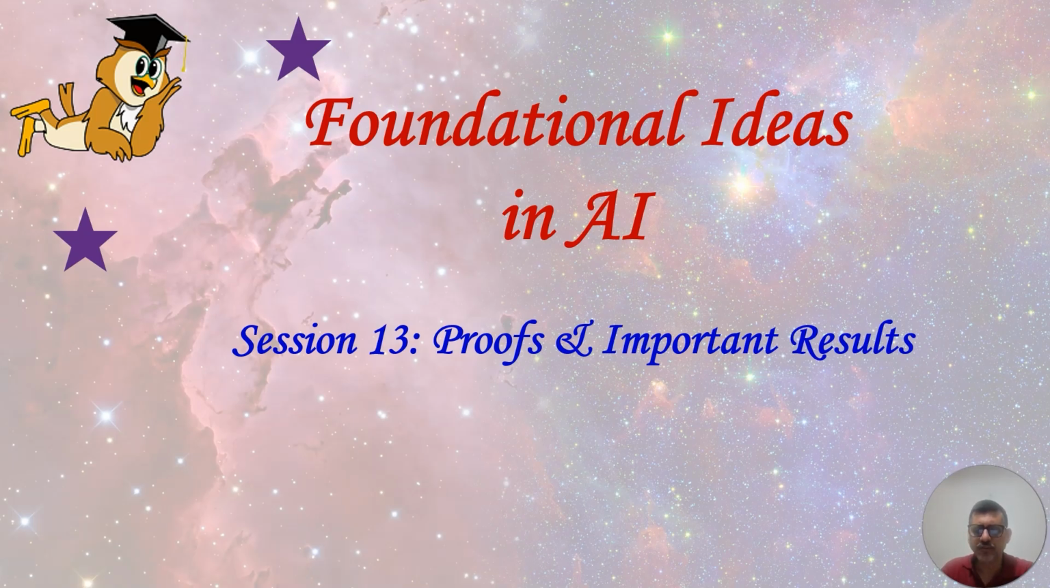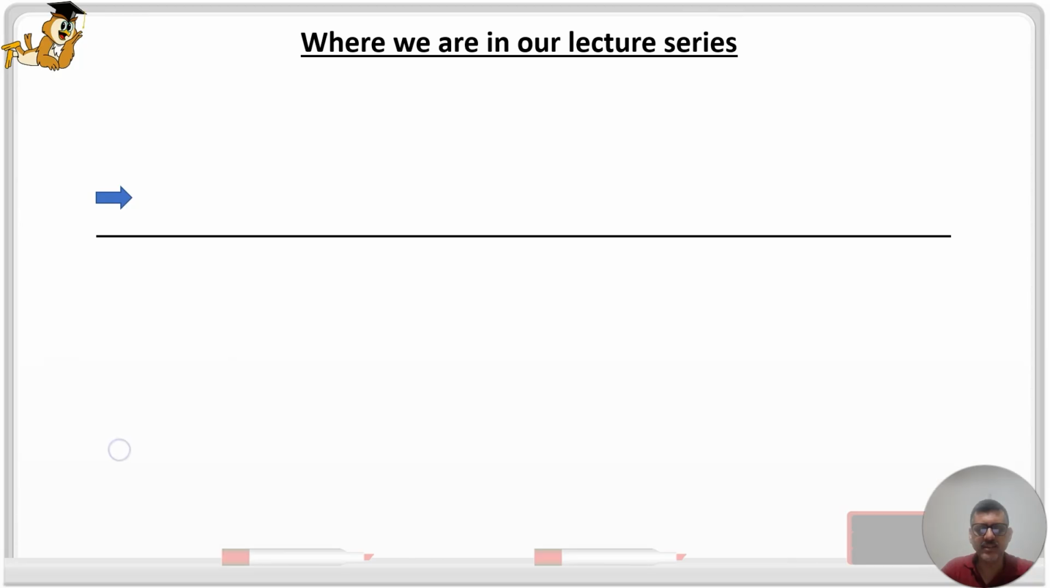Now, in the last few lectures on the theory of learning, we have postponed going over some of the proofs so as not to deviate from our mainline arguments. It's now time for us to look at some of those proofs. And in addition, we will also look at some important results that will come in handy later on during this series.